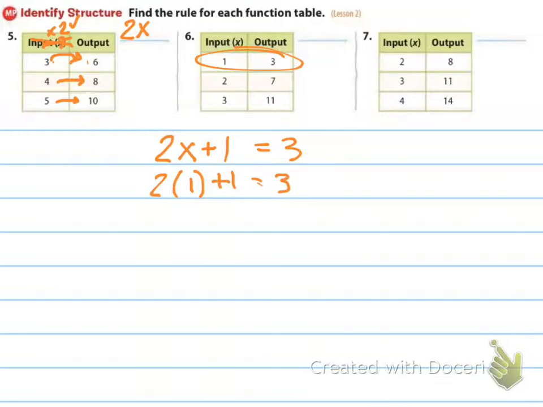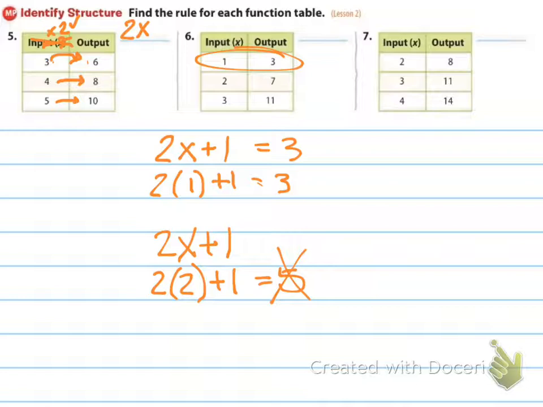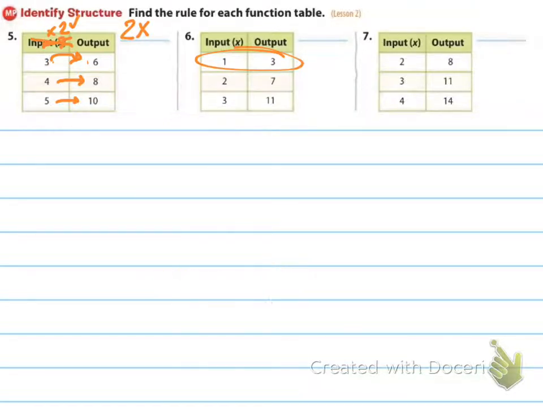All right. Let's check this and see if it works with the next one. So I take my 2x plus 1, and I'm going to substitute in my 2. See if it works. 2 times 2 is 4. 4 plus 1 is 5. So my 2x plus 1, it's not going to work. So I need to get rid of that. It's not going to happen.